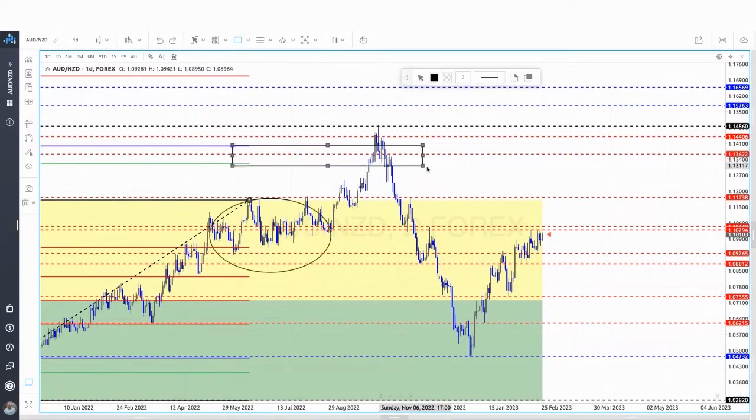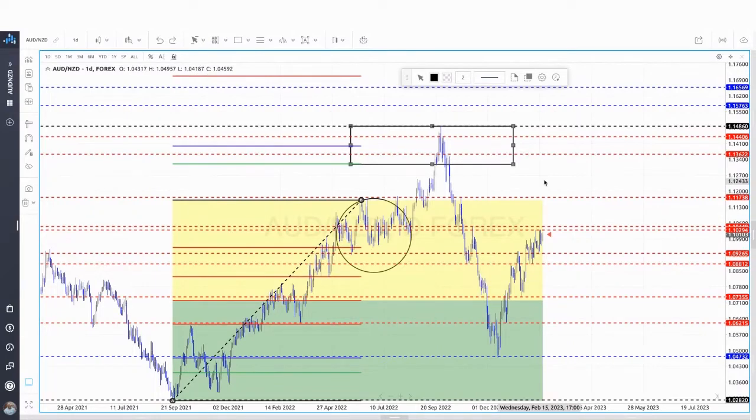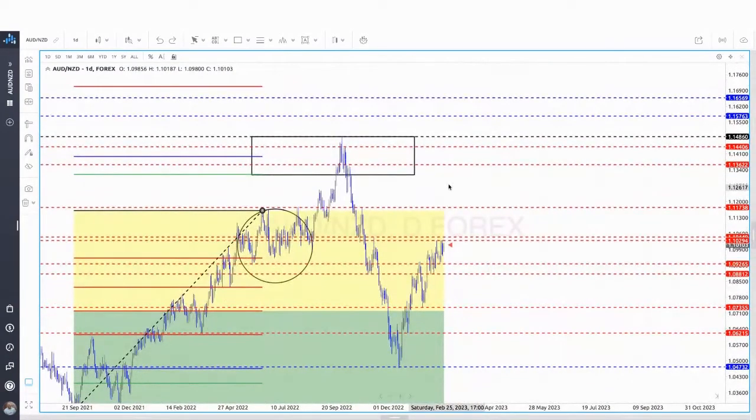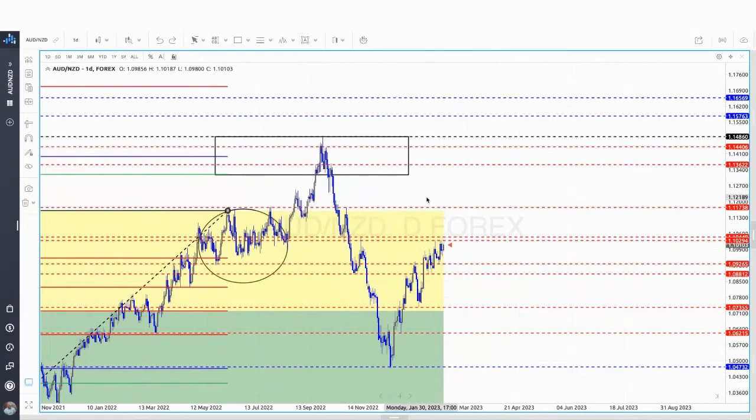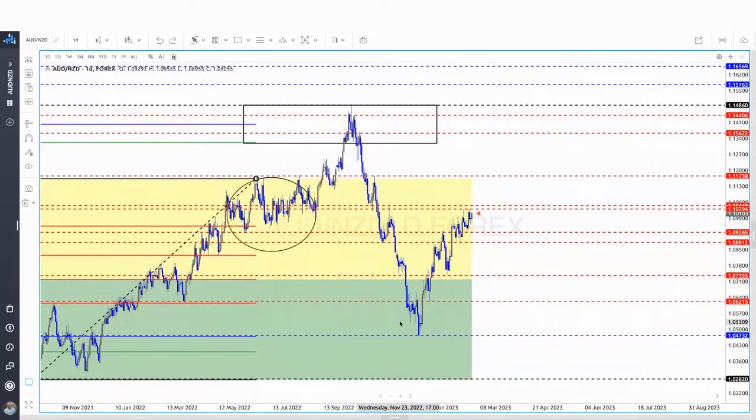As you see here. Pushed above, and that's okay. It did not get to your D extension, right? So when you get this scenario, high probability that you get a reversal, right?